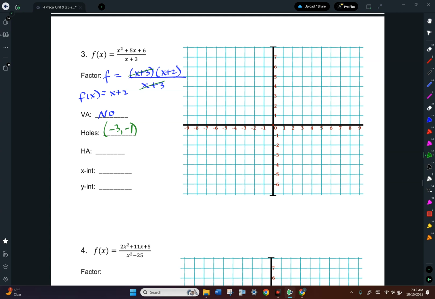It's not a fraction anymore, so there are no horizontal asymptotes. X-intercept is whatever makes the numerator equal 0. Well, you can kind of picture this as being over 1. So what would make x plus 2 equal 0? If x were -2. So the x-intercept is at -2. And remember, the y-intercept is when x is 0. If you put a 0 in for x into the simplified version, you're just going to get 2.